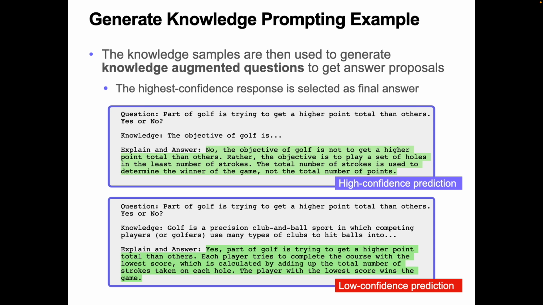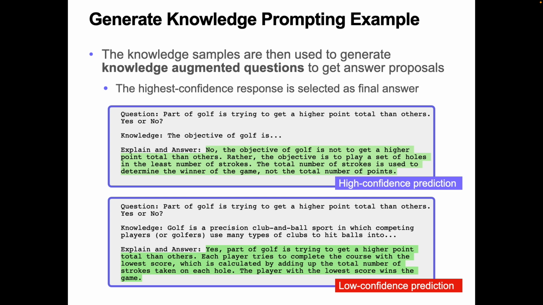In this case, the example we have given it is: part of golf is trying to get a higher point total than others, yes or no. We gave it some knowledge, the knowledge that was generated as we saw in the previous slide. And then I changed it a bit. You can see in the paper that they use different types of prompts, but I asked for an explanation as well as an answer. I was curious to see what the model would generate.